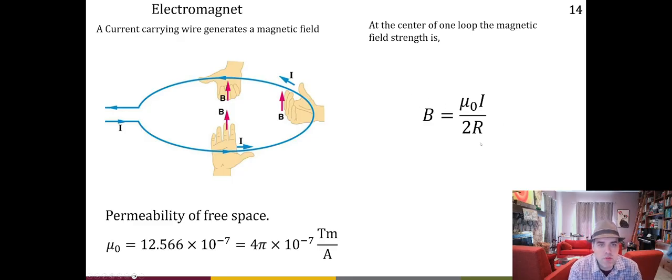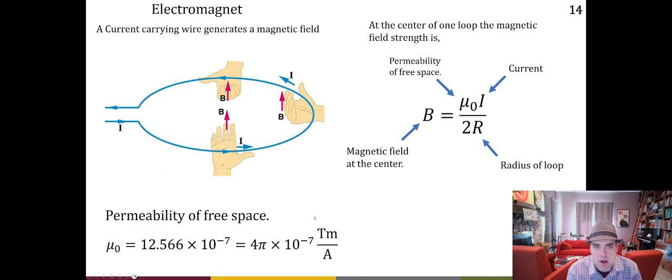B equals mu naught I over 2R. So this is the magnetic field strength at the very center. This equation only works at the very center of one loop of wire, okay? R is the radius of the loop, so that we have a circle. So the radius of a circle is from the center to where the circle's edge is. And I is the current going through that wire. And again, mu naught is this constant that we can use in our equation.